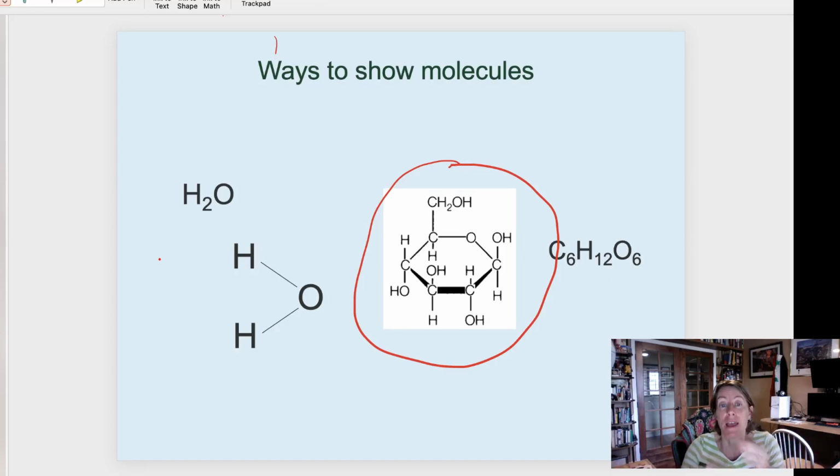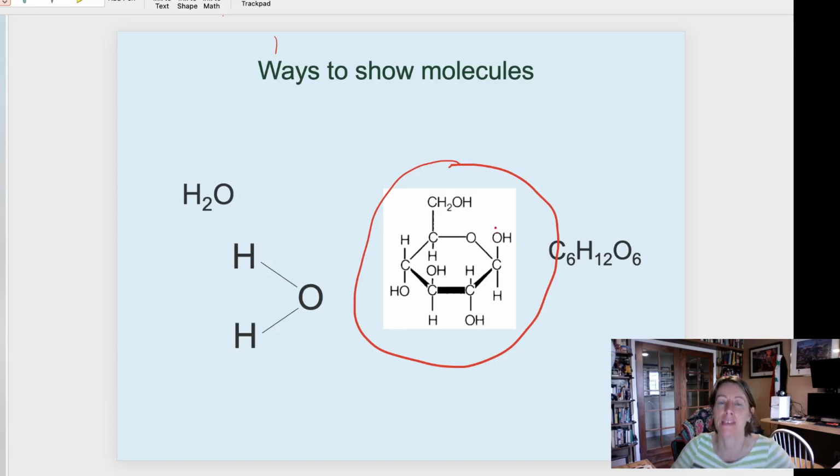But either way, all these lines, whether they're thin or thick or tapered, they're all just the same. They're all representing single covalent bonds. All right, and you don't have to do thick lines and thin lines. You can just do sticks. It's fine when you draw something like this.